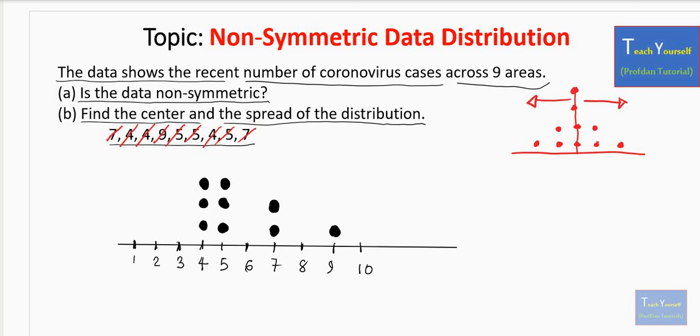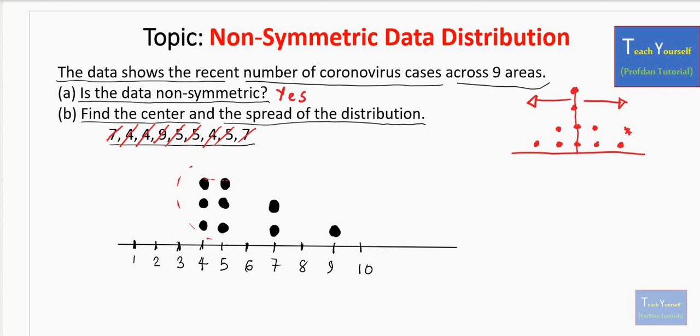But for the case of non-symmetric data distribution, the left side does not mirror, is not the same as the right side. So even from here, if we identify the peak, this is the peak, which is the highest, which ranges between 4 and 5. To the left side, nothing. To the right side, we have this. So the left side is not the same as the right side. So when you have something like this, which is not so obvious in this form, then it is a non-symmetric data distribution. So yes, it is a non-symmetric data distribution.